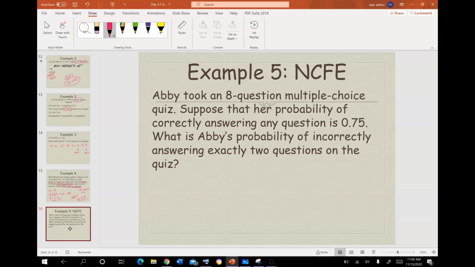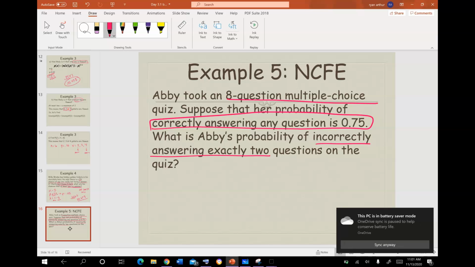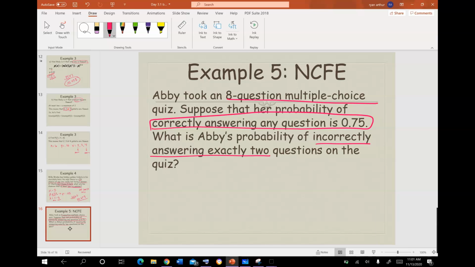Okay, so Abby took an 8-question multiple choice quiz. Suppose that the probability of correctly answering is 0.75. What is Abby's probability of incorrectly answering 2 questions? Okay, so this is where you really need to pay attention. It said what's the probability of incorrectly answering her quiz. Okay, so it gives me the probability of correctly answering.